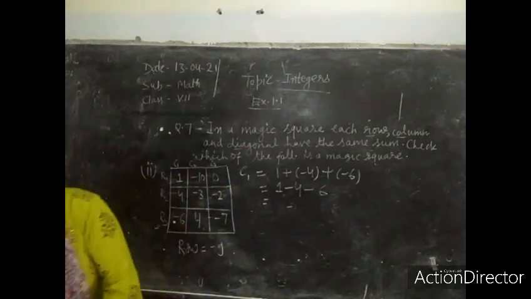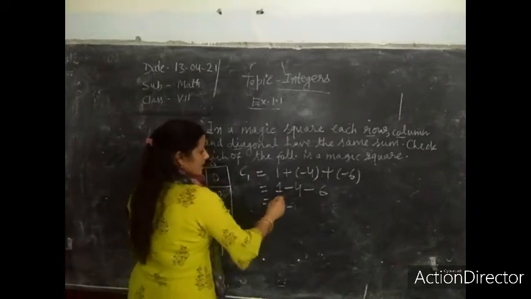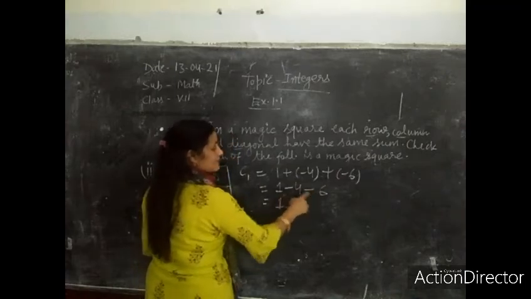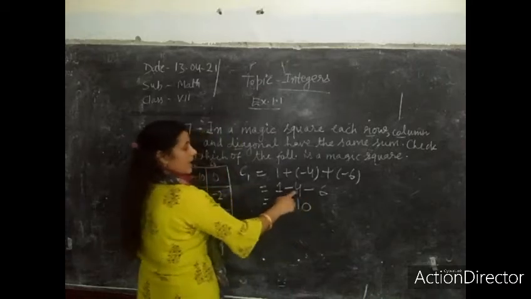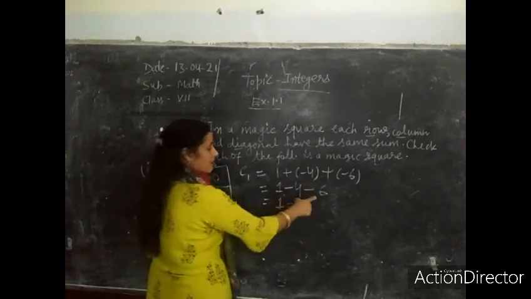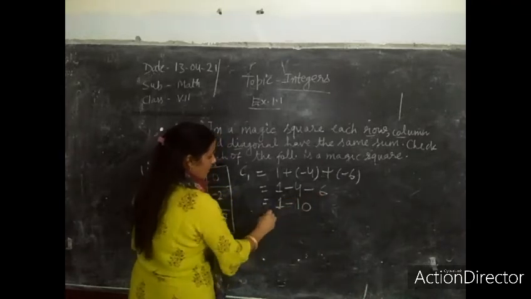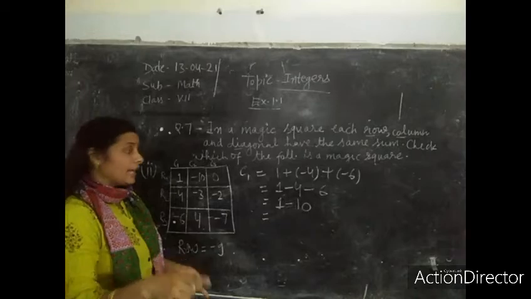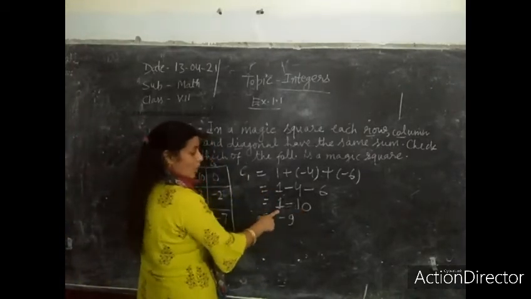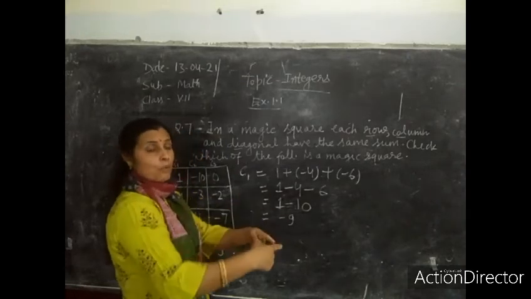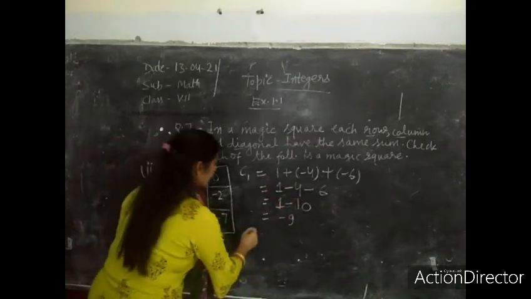Now you can see 1 minus 4 minus 6. Minus 4 minus 6 have the same sign, so we add these numbers and get minus 10. Now 10 minus 1 equals 9, so 1 minus 10 equals minus 9. Bigger number, smaller number, the process is just opposite. 10 minus 1 equals 9, 1 minus 10 equals minus 9.